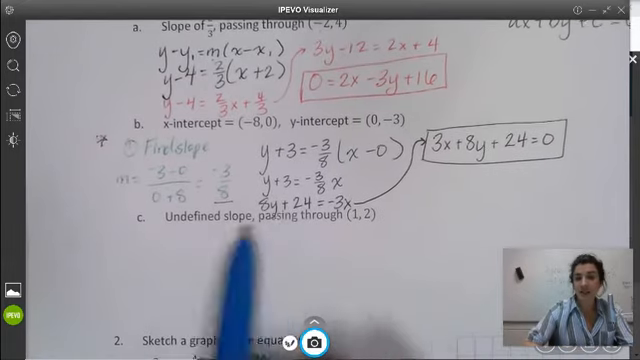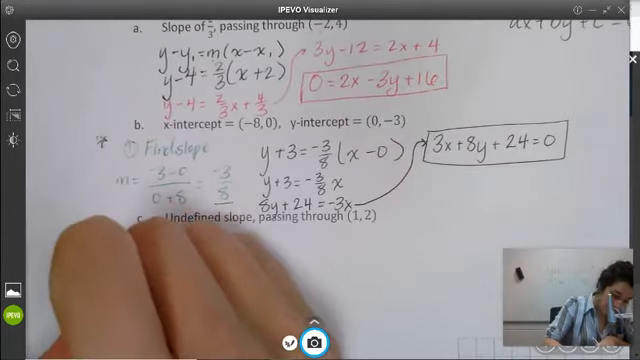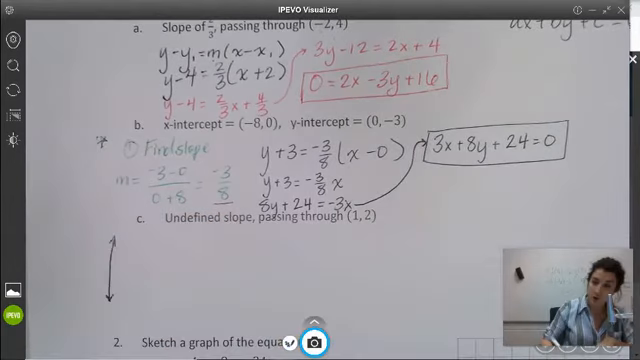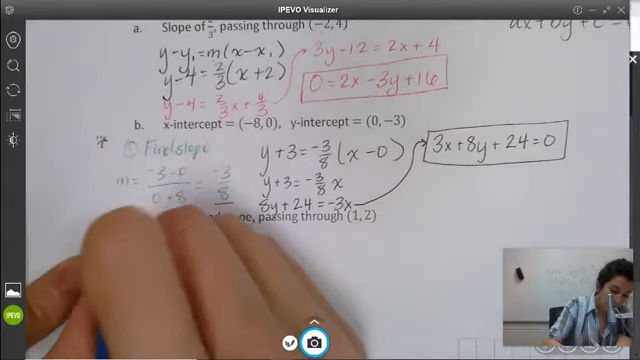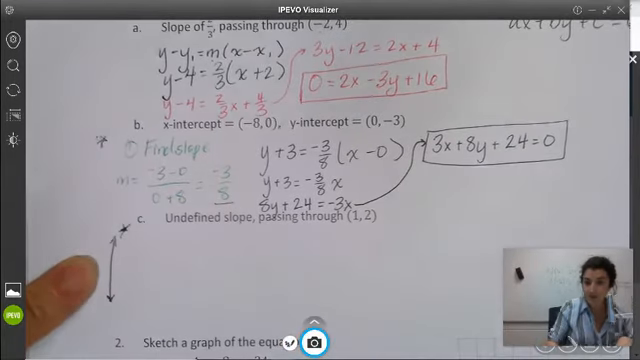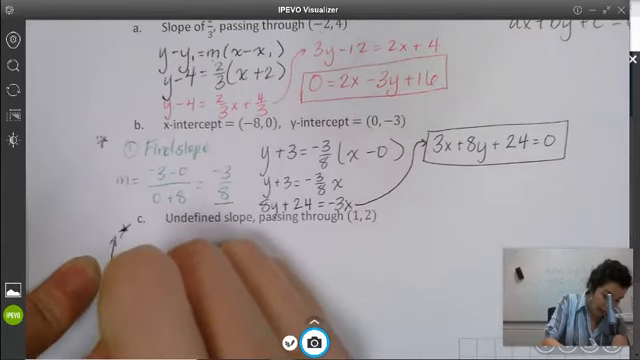Our last one is an undefined slope passing through this point. Remember that an undefined slope is a vertical slope. And we know that equations of vertical lines are always going to be x equals a number.